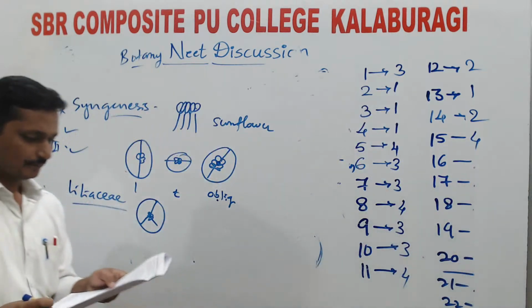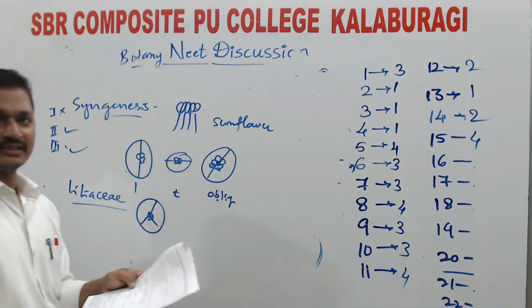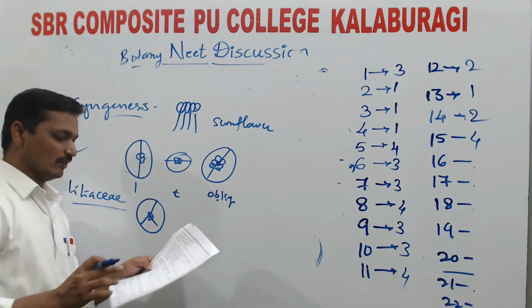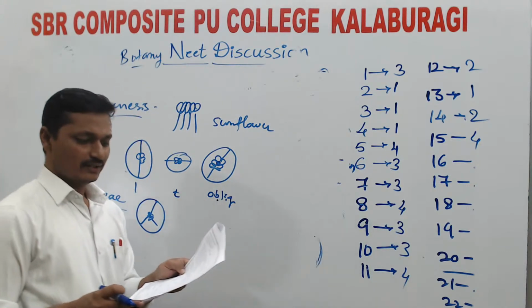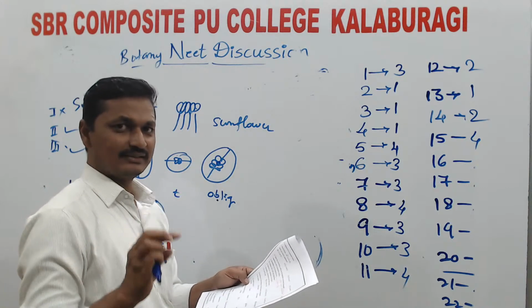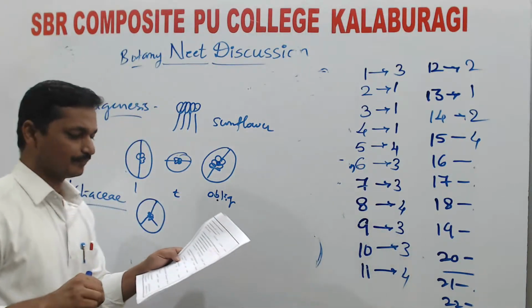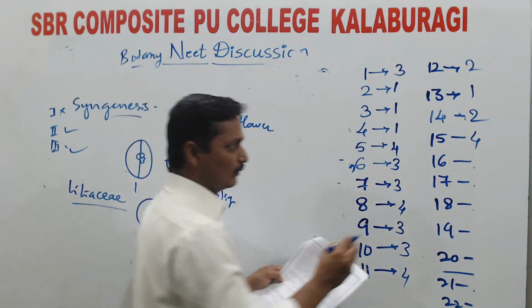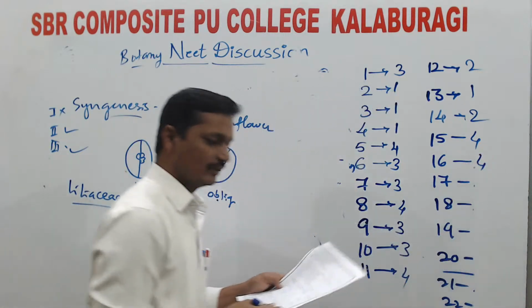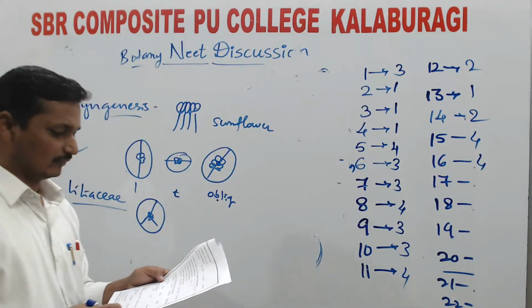3 carpels. Question number 16. Which one is odd? Odd means which does not belong to this group. Tobacco, tomato, potato. All these 3 belong to Solanaceae family. Onion belongs to Liliaceae family. So option 4, onion, is the odd one here.